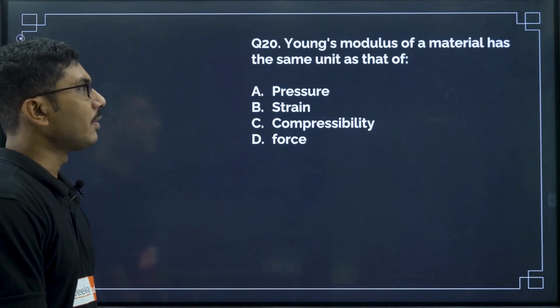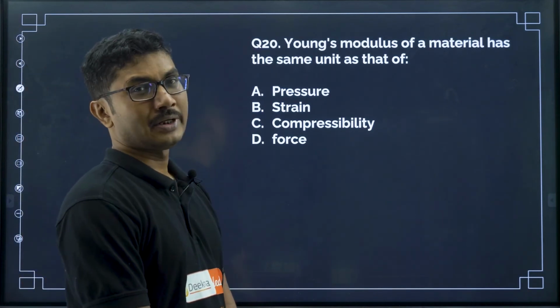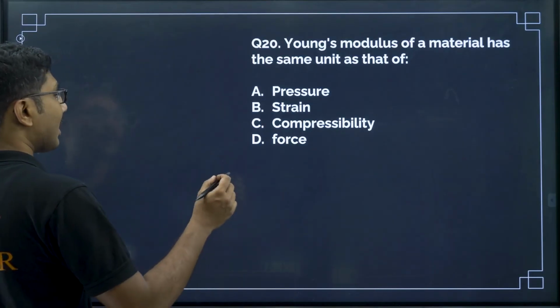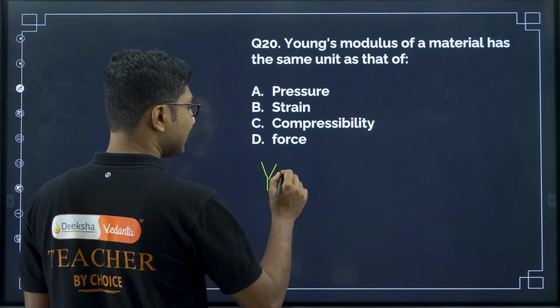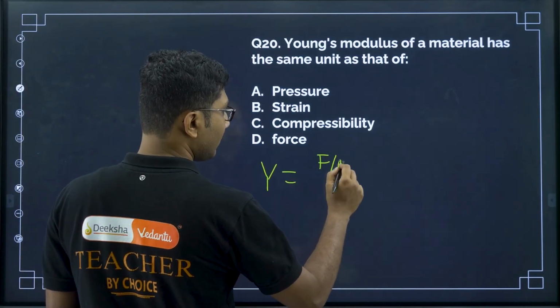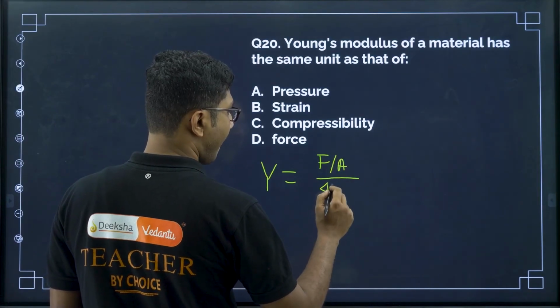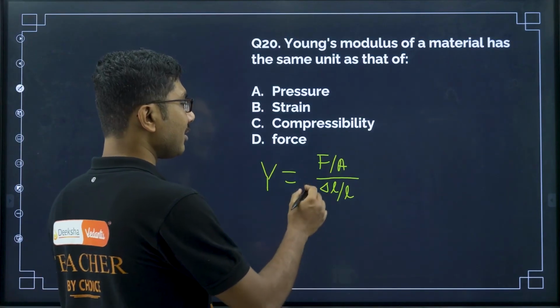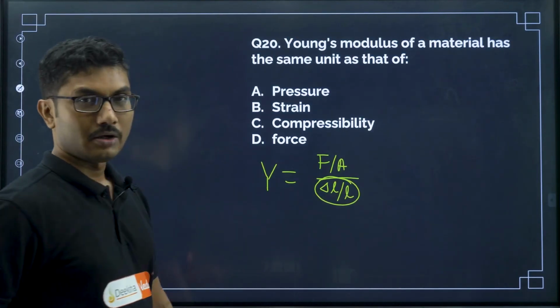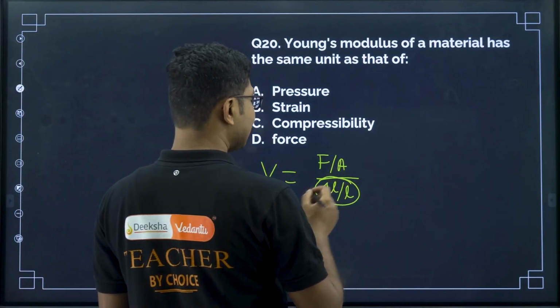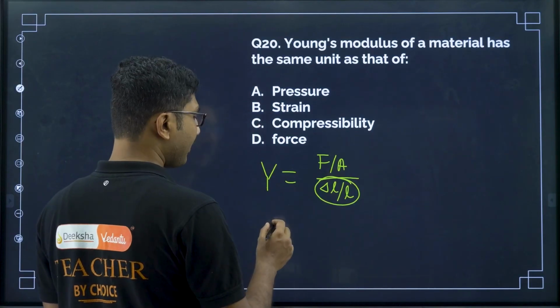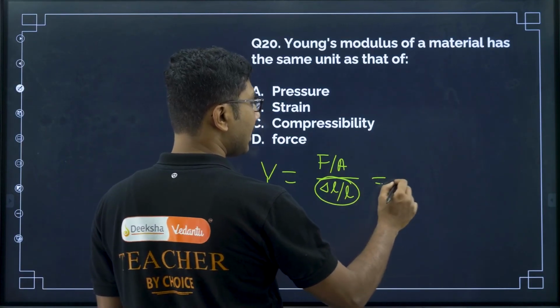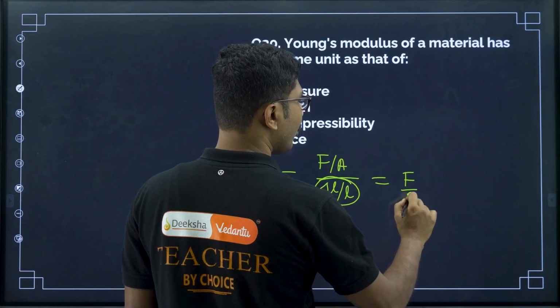Young's modulus of a material has the same unit as that of... Now let us remember what Young's modulus is. Young's modulus is nothing but stress by strain. Now strain is a dimensionless quantity because it's just a ratio of lengths. So when you are comparing the dimension, Young's modulus is nothing but F by area, force by area.